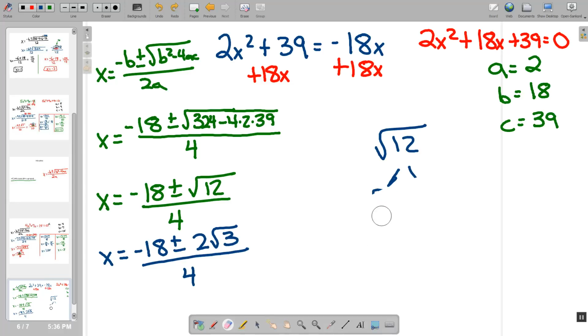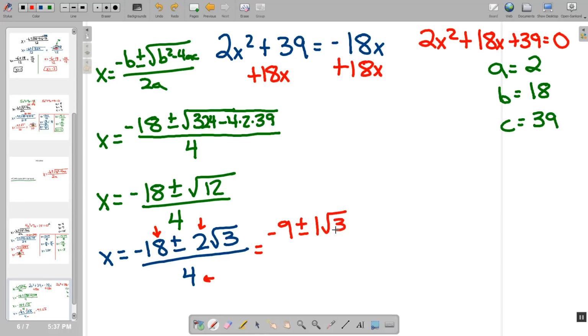Now this looks worse than what we've been doing. But the truth is, this actually is going to save us a step because we don't have to simplify as far. But what I can do is I can divide every one of these numbers by 2. I'm not going to obviously simplify square root of 3. But what I end up getting is negative 9 plus or minus 1 root 3 all over 4.